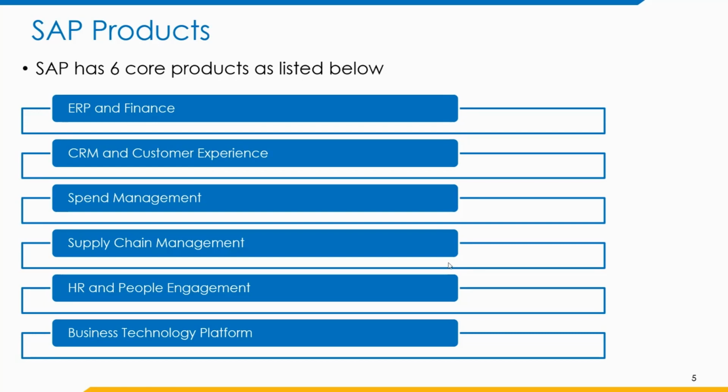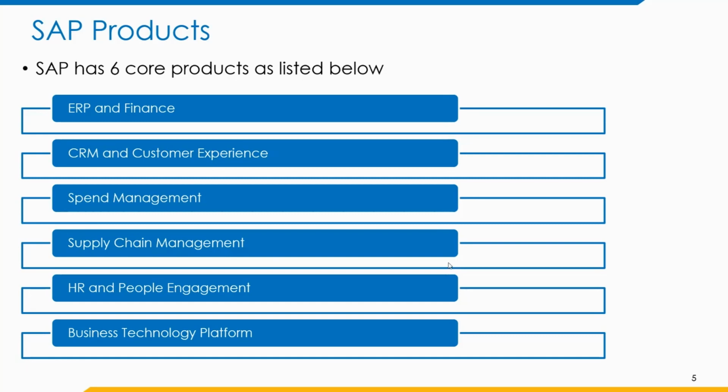SAP ERP is an enterprise resource planning solution, and finance is used to store the financial data of the organization and helps the organization analyze its financial condition in the market. CRM and customer experience deals with handling customers effectively and efficiently. Spend management gives insights on company spend and analyzes future spend. Supply chain management is one of the key modules of SAP ERP that controls production planning, business forecasting, and demand planning. HR and people management, also known as the HCM module, is used to manage employees in the organization.